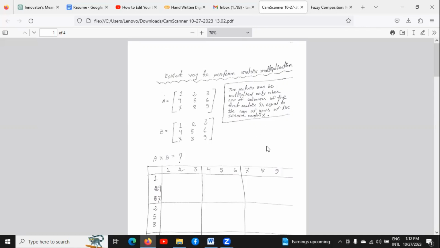Hello everyone, in this video we will see how to do matrix multiplication of the matrix in the easiest way. To do matrix multiplication, we have to remember one thing, that is two matrices can be multiplied only when the number of columns of the first matrix is equal to the number of rows of the second matrix.